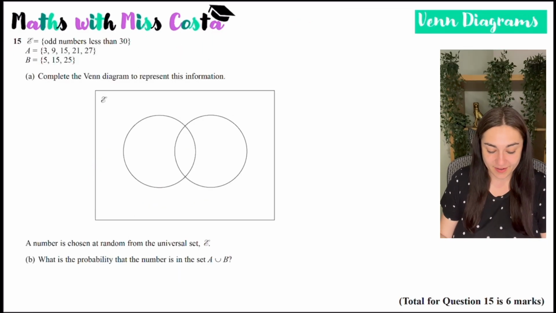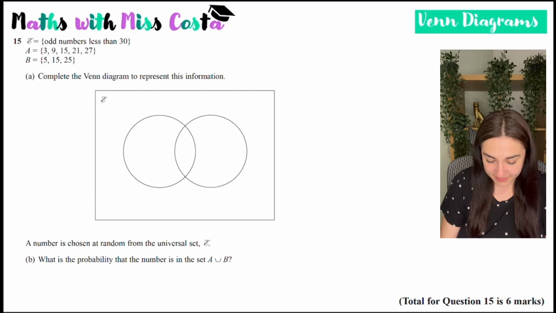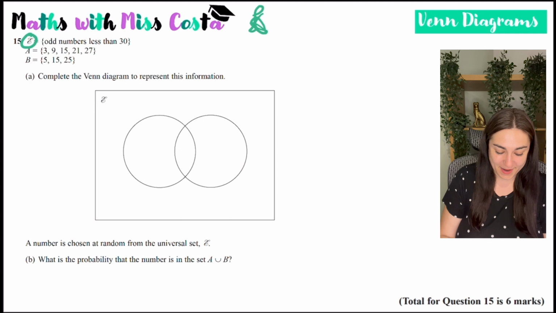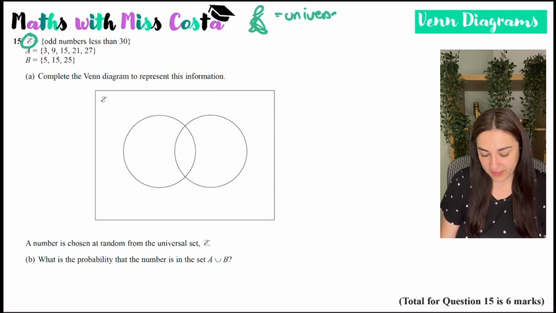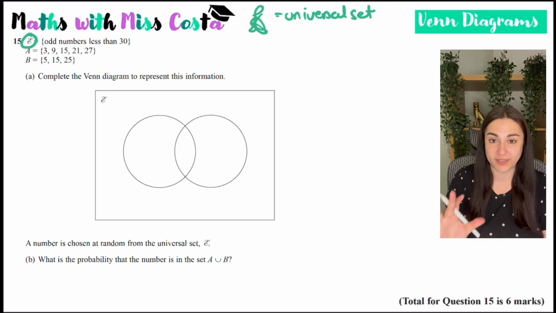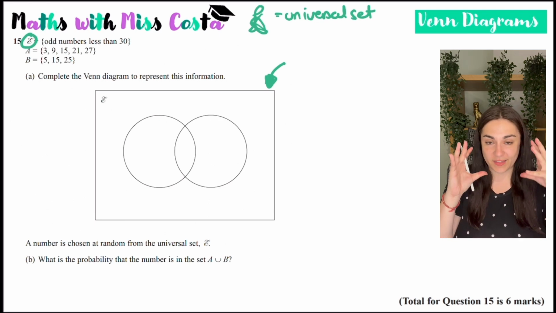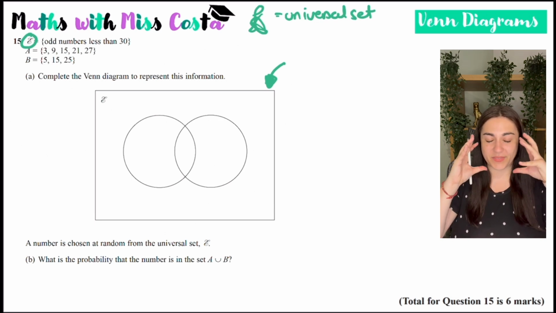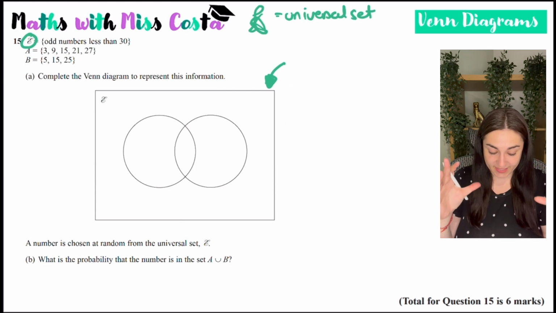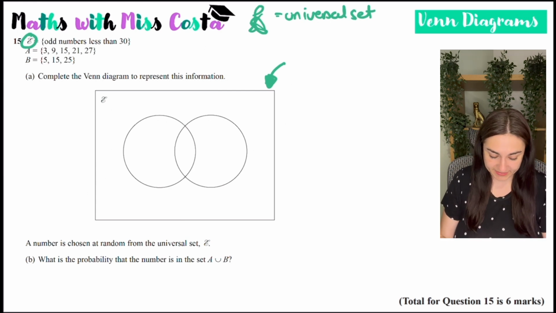Okay, so here I've got a Venn diagram. Now this funny little symbol that I can never seem to recreate, it means the universal set. All that means is every possible number that could appear inside my Venn diagram. So we can think of the Venn diagram as your little universe. The only things that exist in this particular universe are the numbers that are in the universal set.